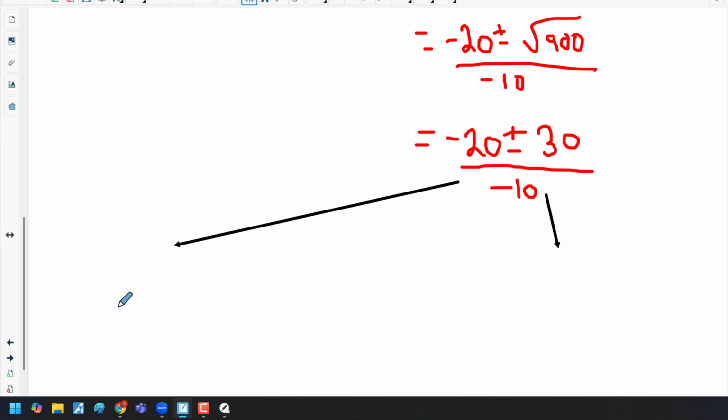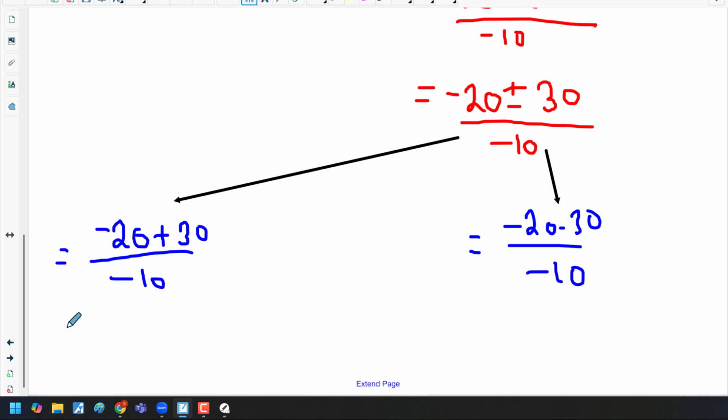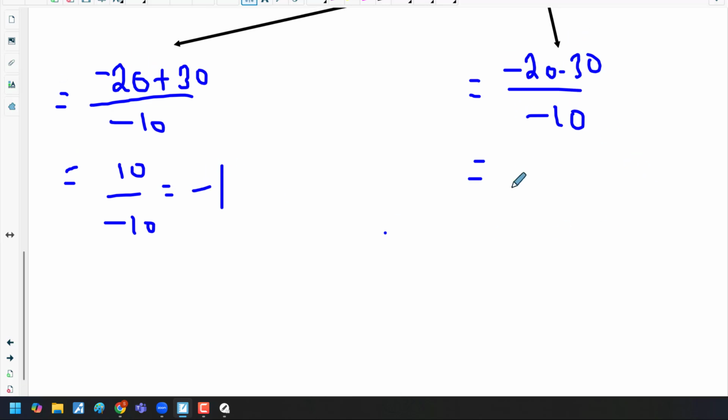Anyways, for this equation, we're going to split it into negative 20 plus 30 over negative 10, and negative 20 minus 30 over negative 10. The reason we're splitting into 2 separate equations is because of this plus minus. You have to do the plus separately and the minus separately. Negative 20 plus 30 is 10 over negative 10, which is negative 1. Negative 20 minus 30 is negative 50 over negative 10, which is 5. So your first x-intercept and your second x-intercept are negative 1 and positive 5.